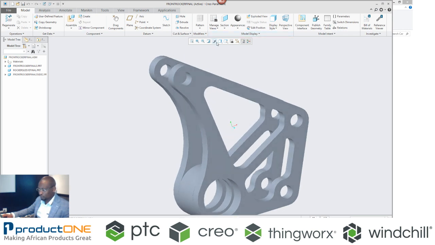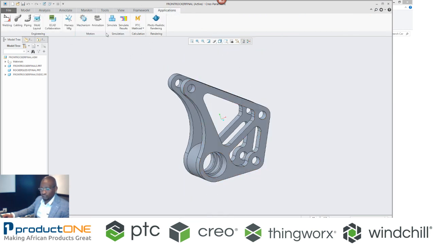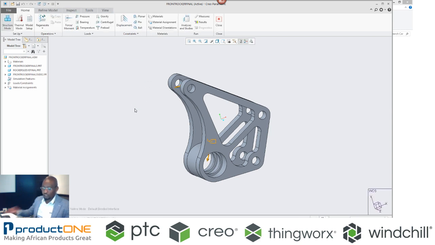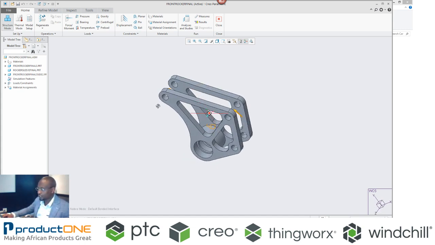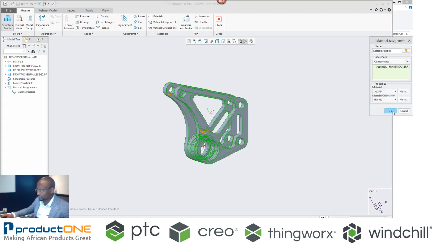So this is the component concerned. And if I take this, for example, into my Creo Simulate, Creo Simulate is our structural and thermal analysis. We are going to have a session dedicated purely to Creo Simulate. And this is basically what I have. I already assigned the material there.